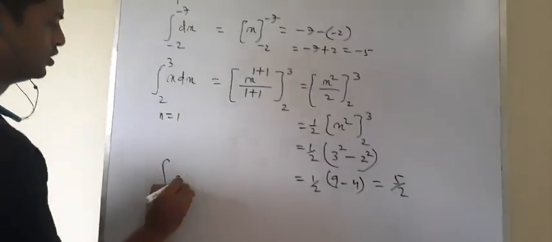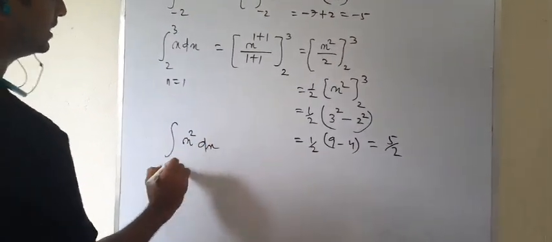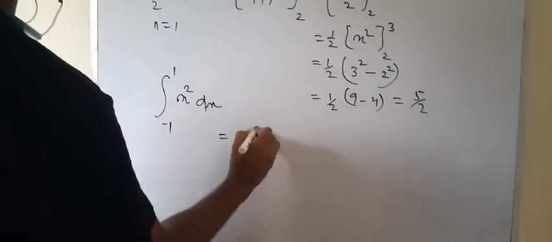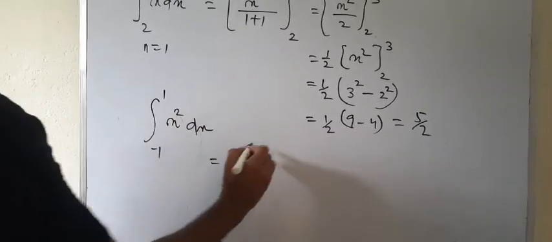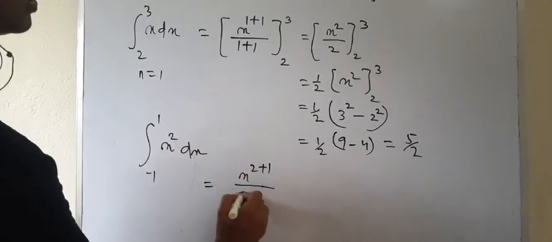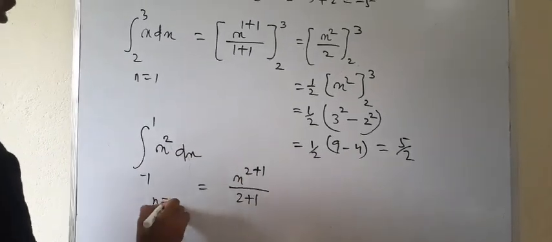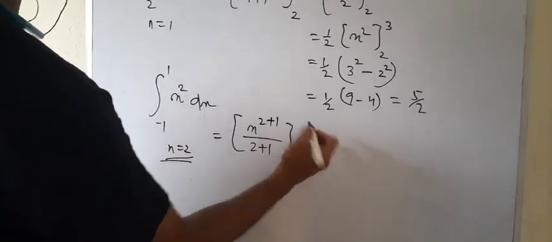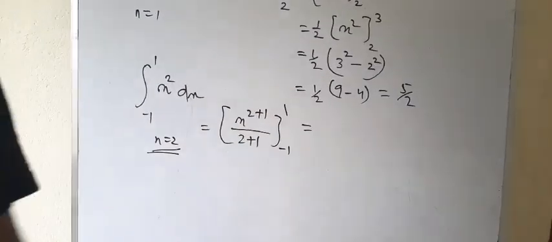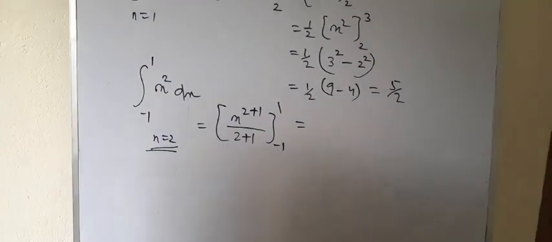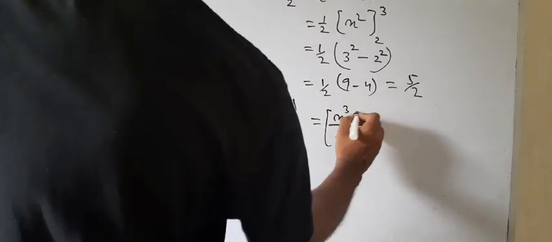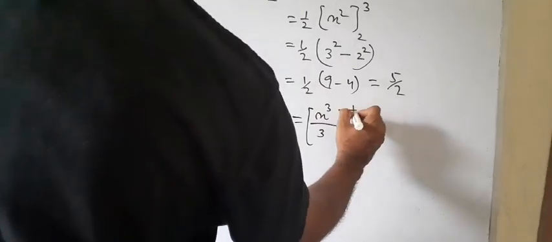Similarly, if I do another problem, integration of x square dx from minus 1 to plus 1. So this will be square. Here n is 2, so x to the power n plus 1 divided by n plus 1, because n is 2 here. You need to practice a little bit. After practicing 2-3 questions, you can easily understand how the process is going on. So now this will be x cube divided by 3 between minus 1 to plus 1.